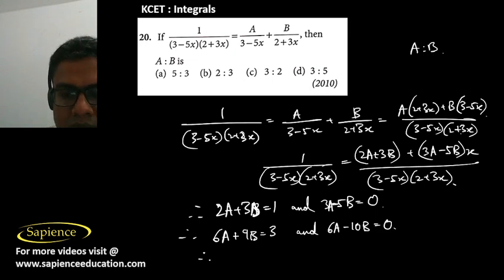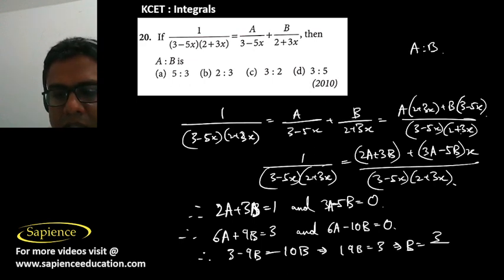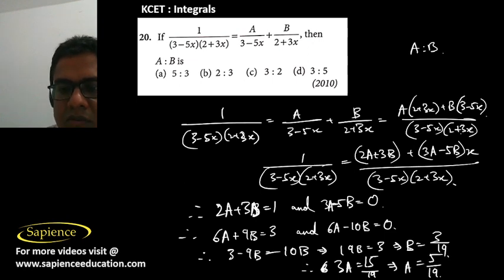So now 6a is 3 minus 9b. From here also we get 6a is 10b. Therefore 19b is equal to 3, so b is equal to 3 by 19. Now 3a is equal to 5b, therefore 3a is equal to 5 into b, that is 15 by 19. Therefore a is equal to 5 by 19. Therefore a is to b will be 5 is to 3. Option A is the correct answer.